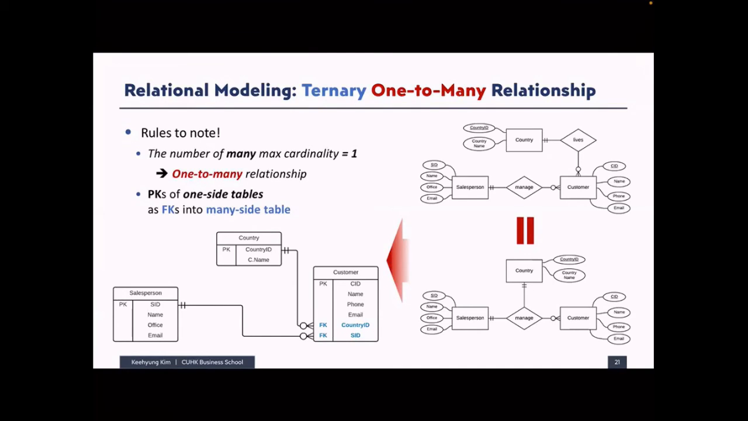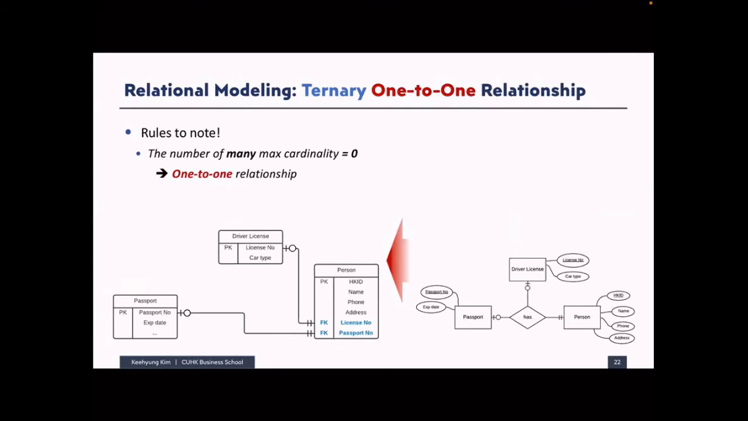Ternary one-to-one relationship is the same. When there is no maximum many cardinality in the relationship, we call that a one-to-one relationship. And when you have a ternary one-to-one relationship like this, it will be exactly the same. In this case, we are talking about a database system where a person has a passport and a driver license, and it will be a one-to-one relationship like this. Then the rule is that we use the primary keys of any 2 one-sided tables as foreign keys in the other one-sided table.